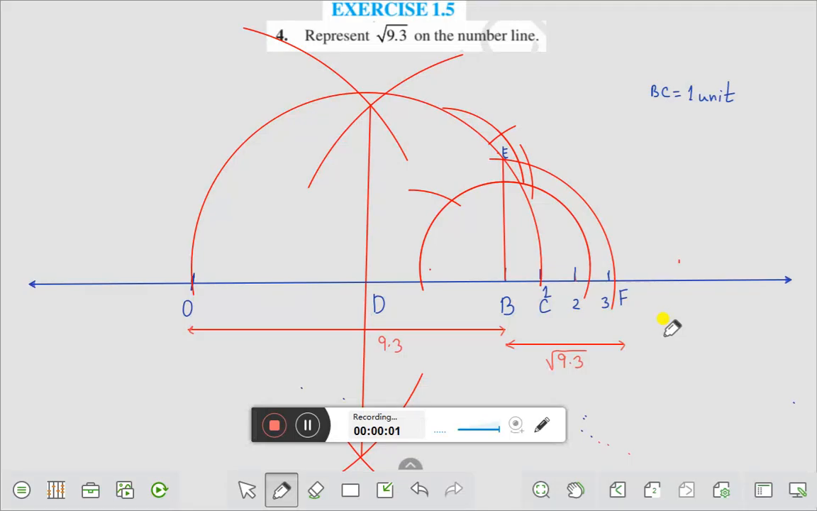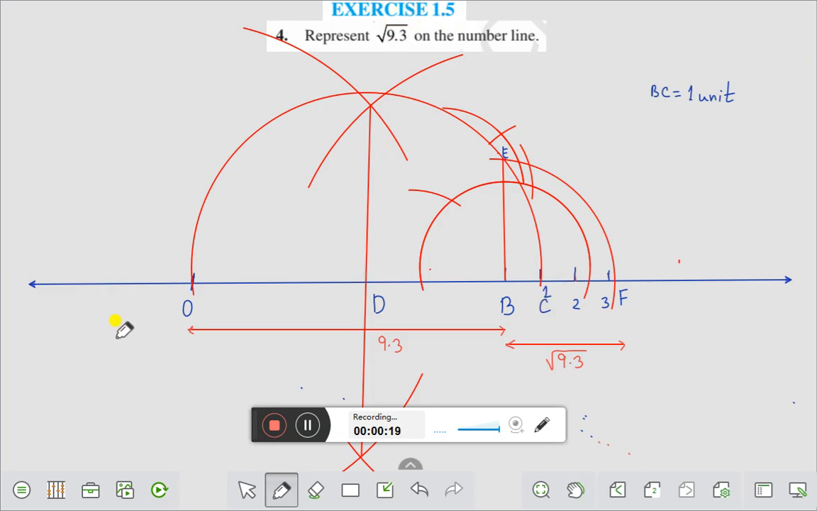Hello everyone. Today we'll discuss exercise 1.5 question number 4. Represent root 9.3 on the number line. Here we are representing root over 9.3 on the number line.